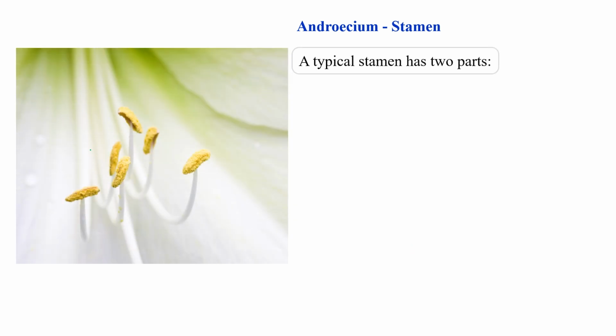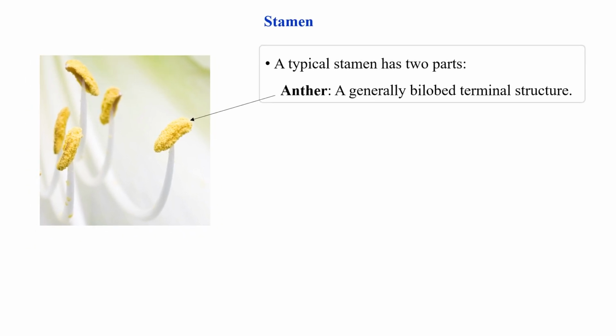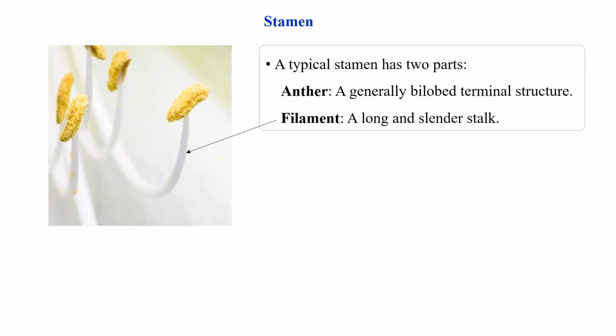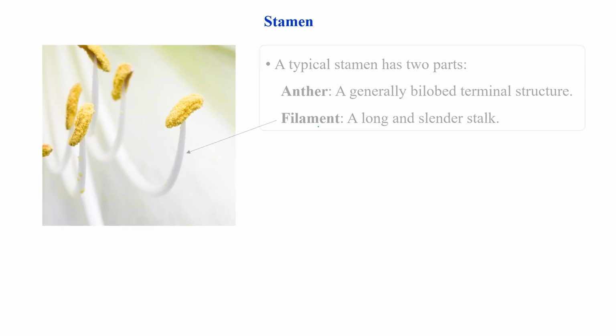Now, one by one, we will discuss both the parts, male reproductive part and female reproductive part. So, the first one is androecium, that is stamen. This is the stamen. So, a typical stamen has two parts. One is this anther and another one is filament. And this anther is generally a bilobed terminal structure, and this long cylinder-like stalk is known as filament, right?